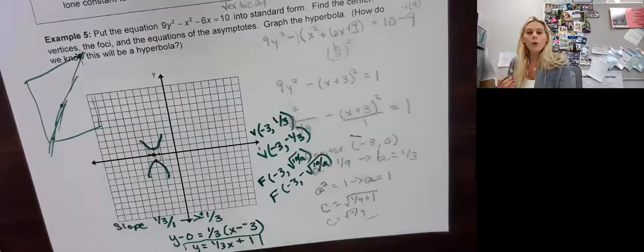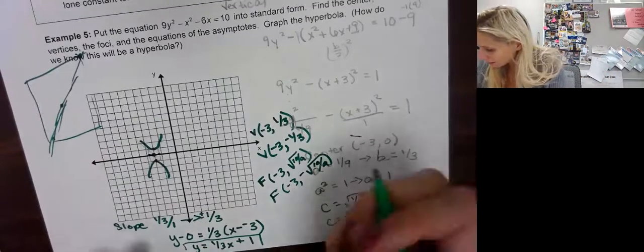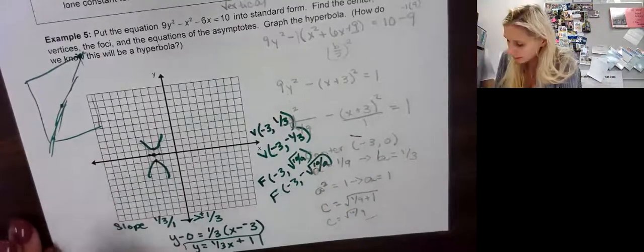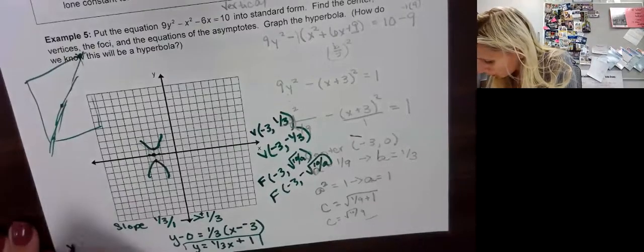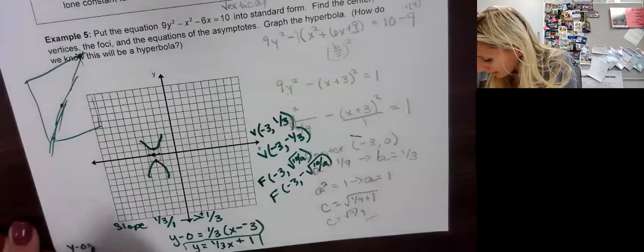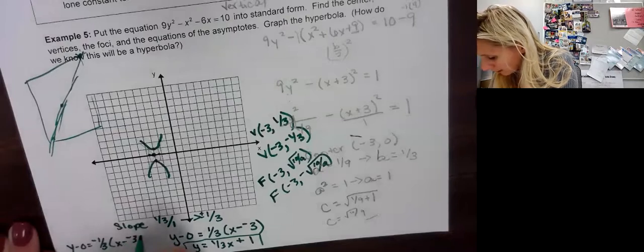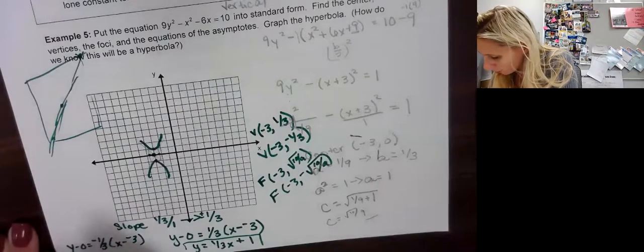I have to do that whole process again, but with the negative 1/3 slope. But what's great is I can still use the center point to do this. So I'm going to do it over here in this corner since I'm running out of room. y minus 0 equals negative 1/3 times x minus negative 3. Simplify that, I get y equals negative 1/3 x minus 1.